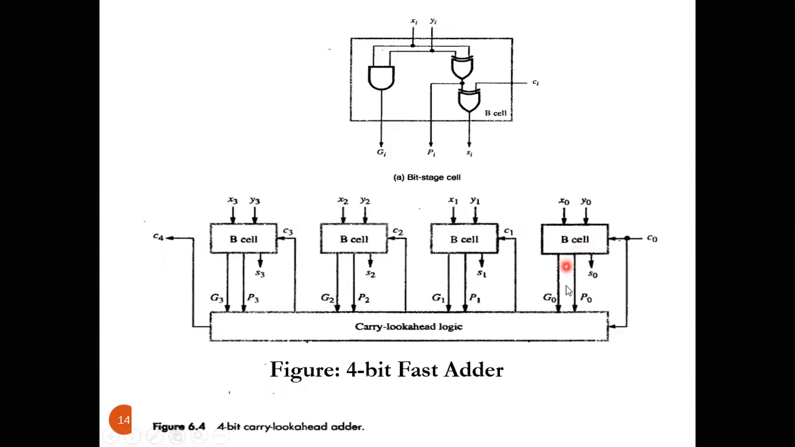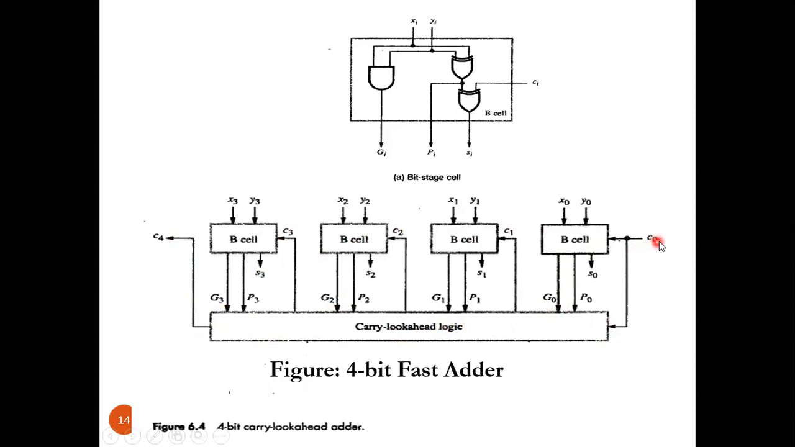Now, all these functions, the generate and propagate functions, are given to the box called the carry look ahead logic. So we have to look inside this box. What is the logic involved in order to generate these carries? We have to check whether all these carries will be generated in parallel. That is the main aim of our lesson.